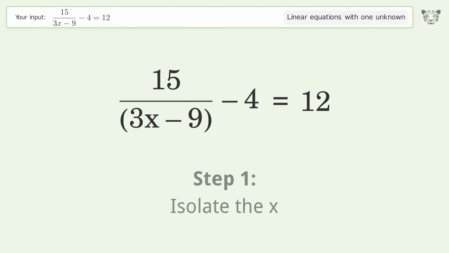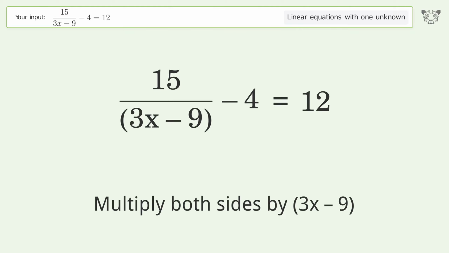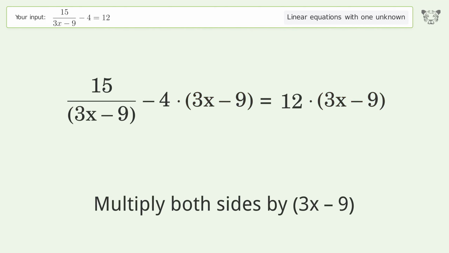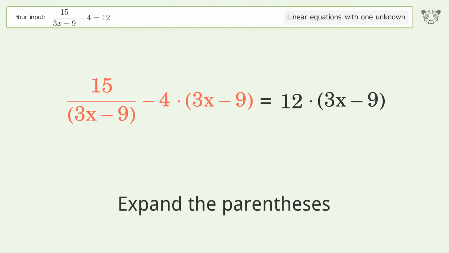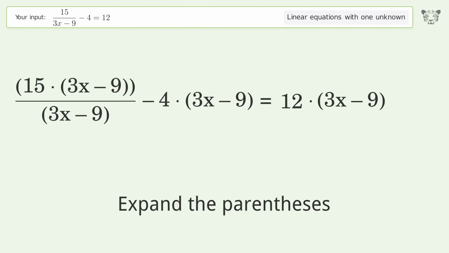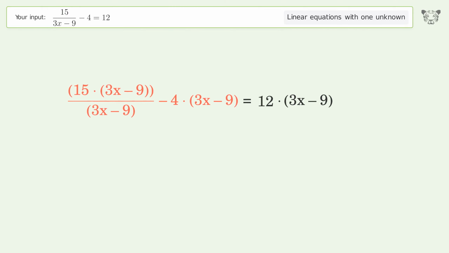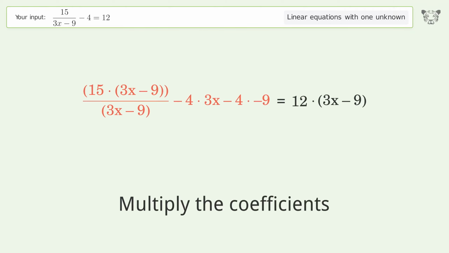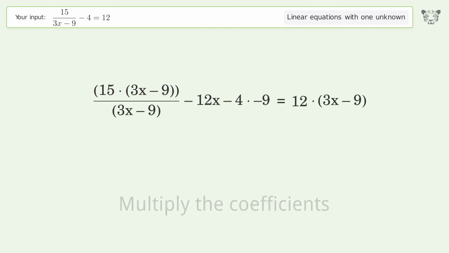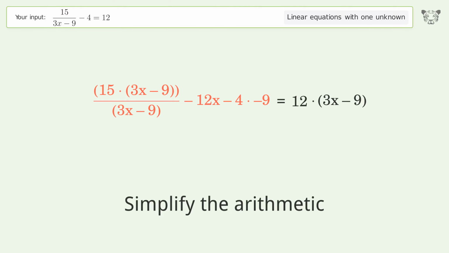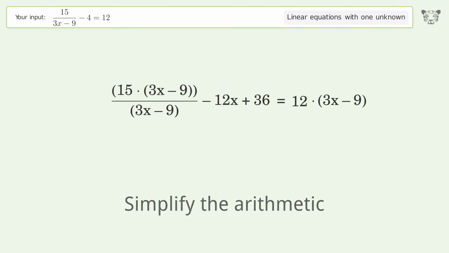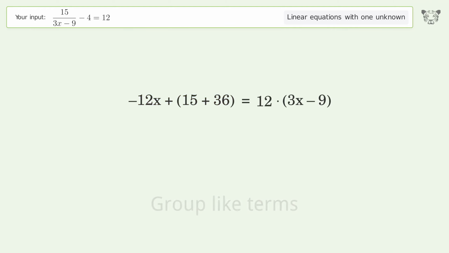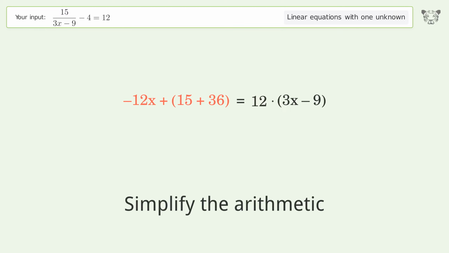Isolate the x. Multiply both sides by 3x-9. Expand the parentheses. Multiply the coefficients. Simplify the arithmetic. Group like terms. Simplify the arithmetic.